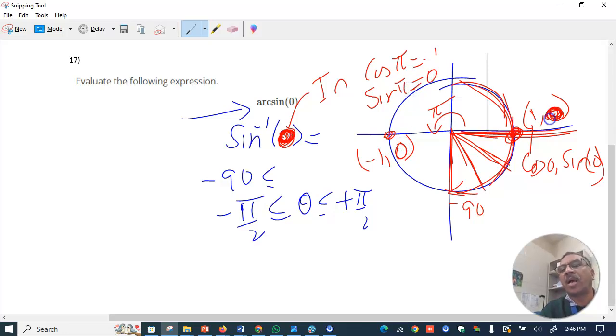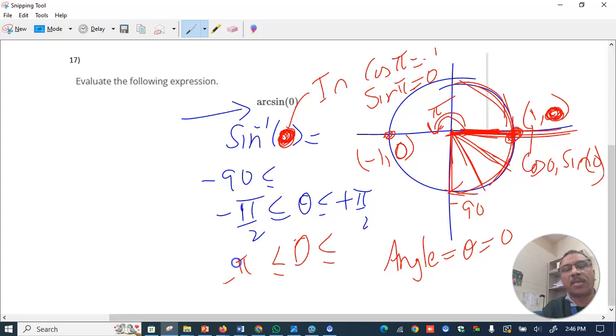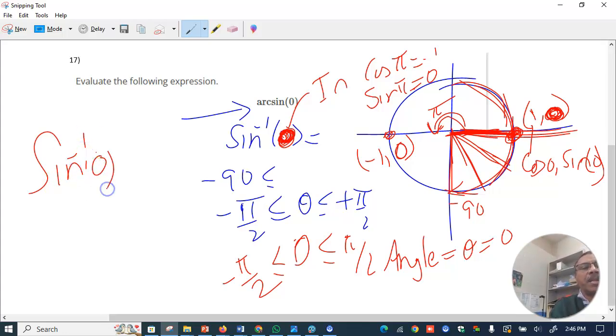So you have two answers. Are you going to take a 0 angle? This is 0 angle, this is 0 angle, and this is pi angle. But now 0 is the angle, theta is 0, and this 0 is between minus pi by 2 and pi by 2. So the answer for this is going to be sine inverse of 0. This is real number 0, and this is angle 0, 0 radians. And that's it. I hope you understood what I'm talking about.